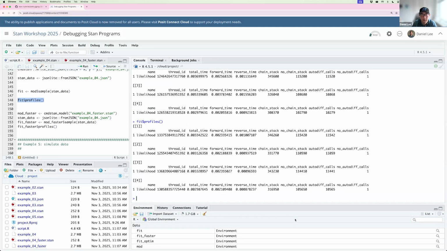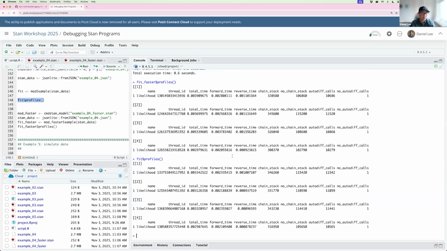Everyone following along so far? I've just copied example 4 to a different executable, a different Stan program, and am running it again. You'll notice that the autodiff calls have different stack sizes, but the forward time, the total time, is about the same.